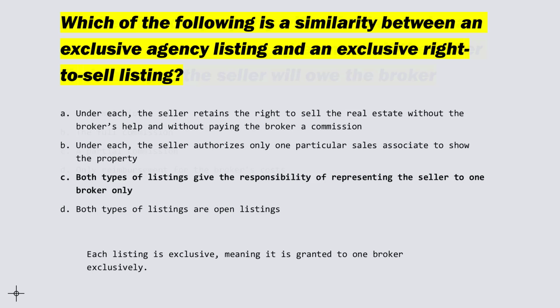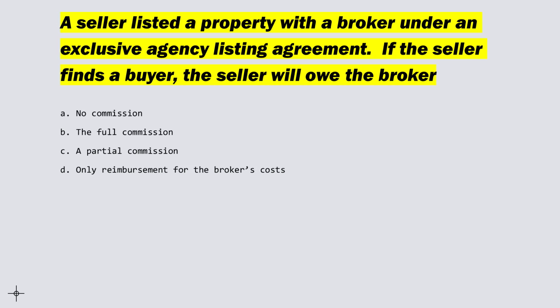Our next question. A seller listed a property with a broker under an exclusive agency listing agreement. If the seller finds a buyer, the seller will owe the broker A. No commission, B. The full commission, C. A partial commission, or D. Only reimbursement for the broker's cost. And the answer is no commission.